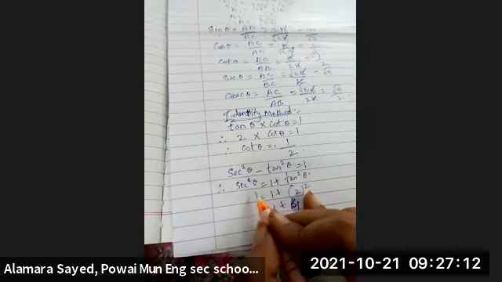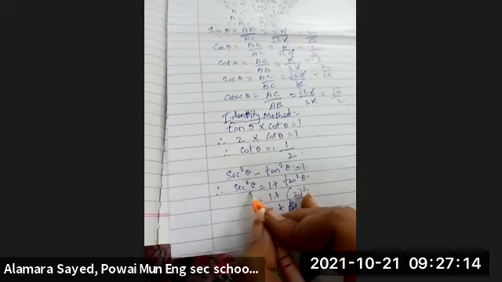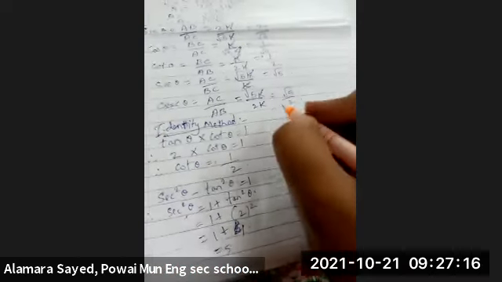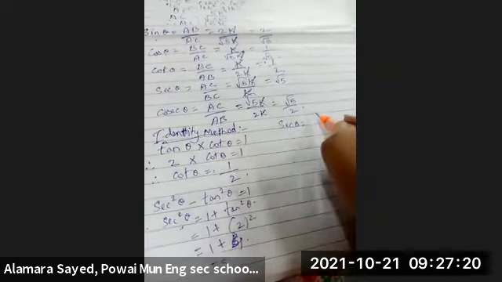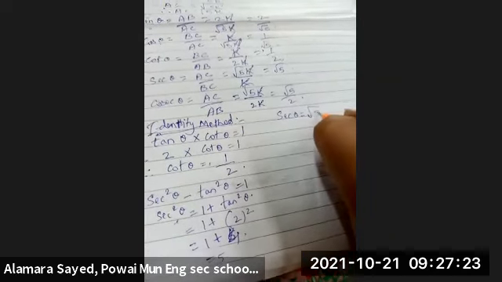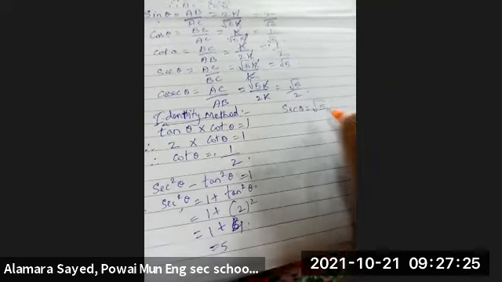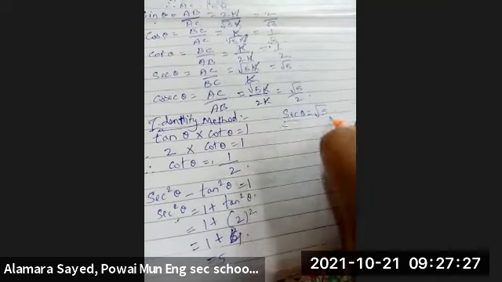And this is the value of sec square theta. So we will have to see what is the value of sec theta. Sec theta will be under root 5. This is the value of sec theta. So we are getting sec theta also.